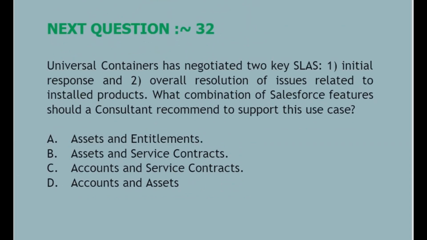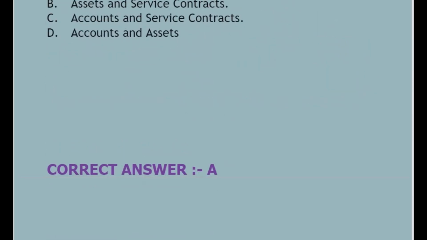Question is, Universal Containers has negotiated two key SLAs. First, initial response. Second, overall resolution of issues related to installed products. What combination of Salesforce features should a consultant recommend to support this use case? Option A. Assets and entitlements. Option B. Assets and service contracts. Option C. Accounts and service contracts. Option D. Accounts and assets. Correct answer is option A.